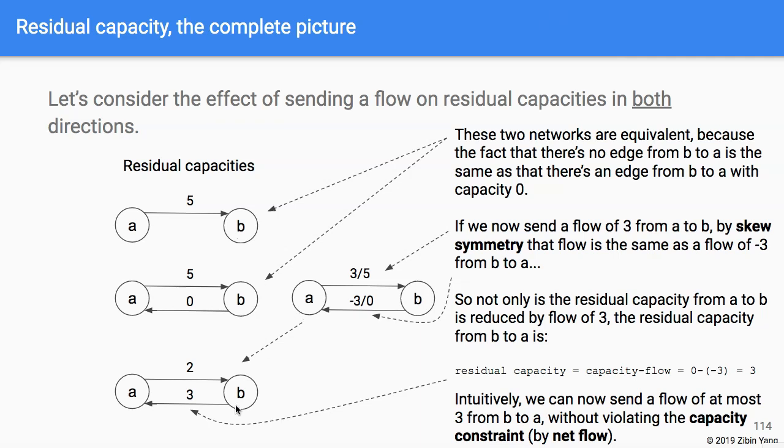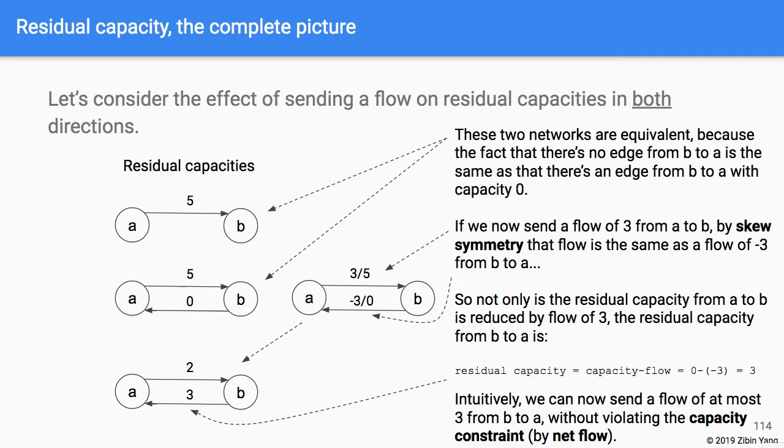Now, we obviously cannot send anything more than 3 in this direction because, say, if we send a flow of 4 from B to A, then even though there is a flow of 3 from A to B, we're still sending a net flow of 1 from B to A, and that is not allowed by the original graph. But it's okay to send a flow that's up to and including 3.